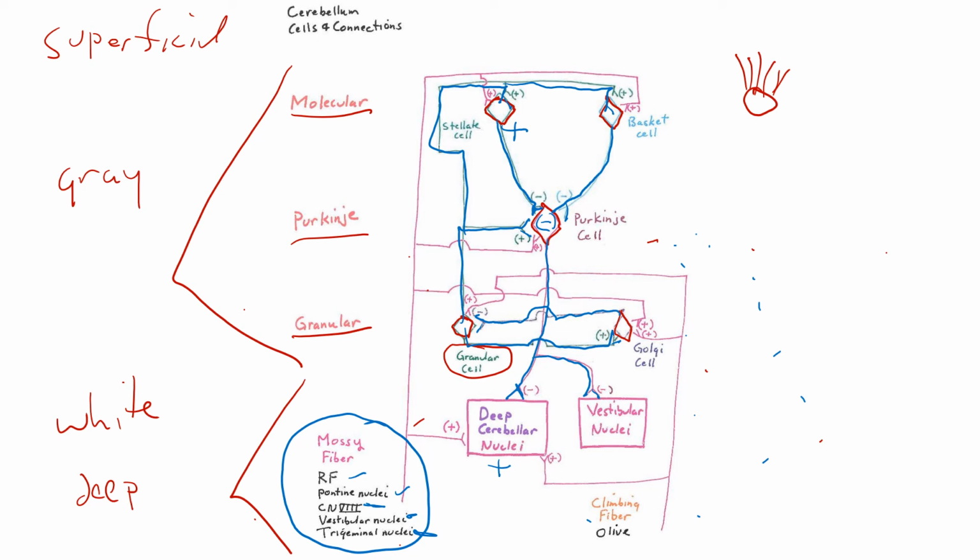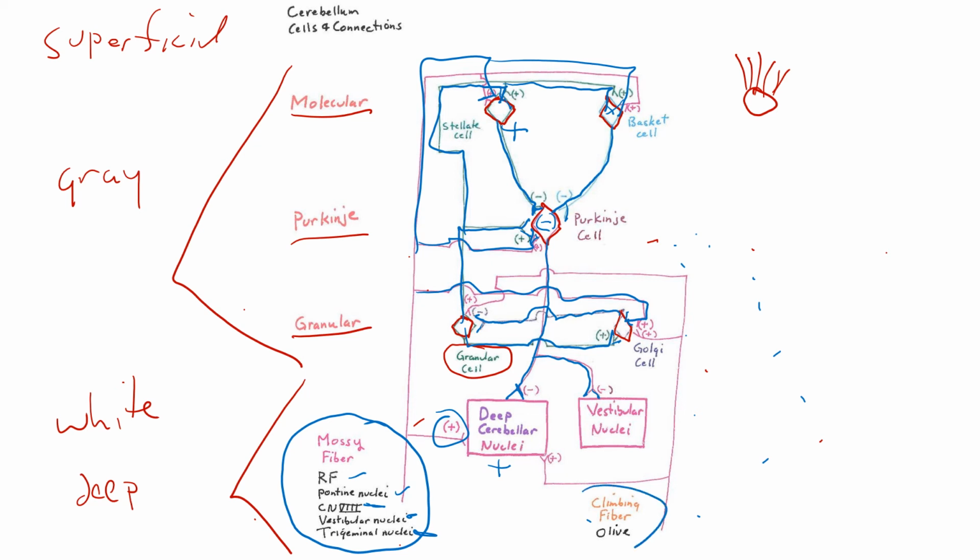Notice that mossy fibers are going to be excitatory on the deep cerebellar nuclei. Mossy fibers are going to be excitatory on Golgi cells. They are going to be excitatory on Purkinje cells. They are going to be excitatory on stellate cells and basket cells. Notice the one that is missing, and that is that mossy fibers do not have anything to do with granular cells.